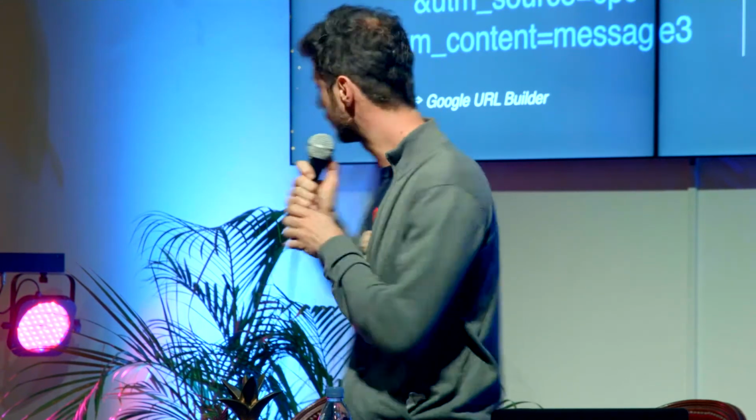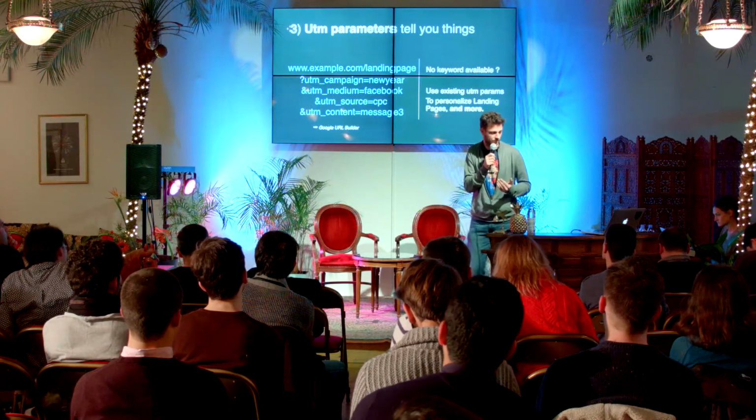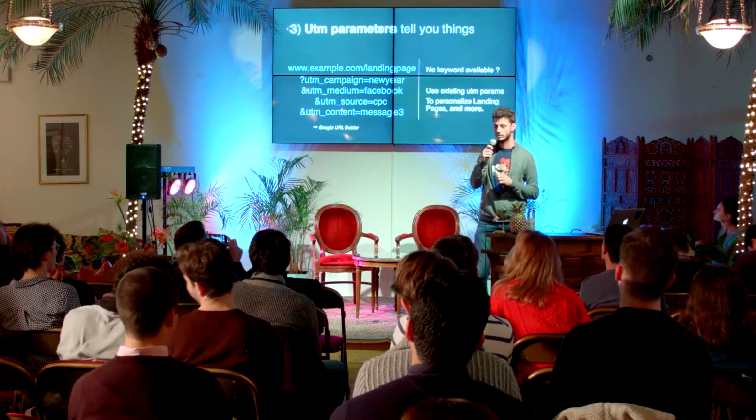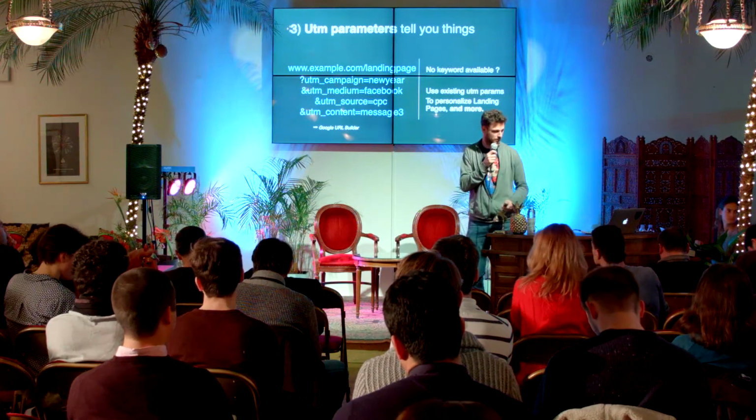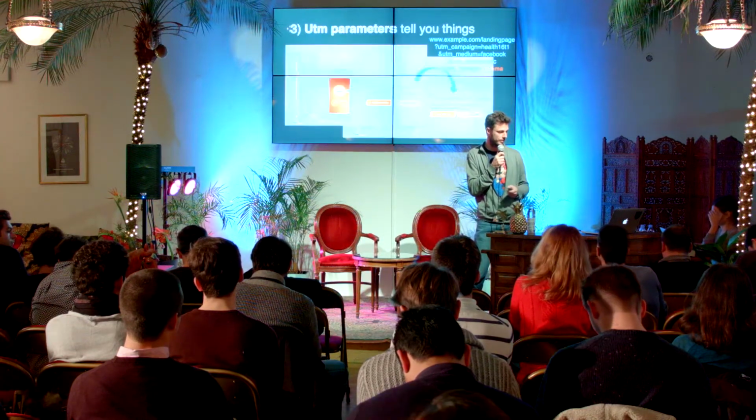Basically UTM parameters, if I take an example, if you are doing email marketing and you want to have analytics data on your links, you just tag your links this way, adding UTM campaign, UTM medium, etc. And you can know what newsletter has the best performance and what newsletter leads you to conversions and stuff like this. So if you don't know about UTM parameters, you can check Google URL Builder out, and it's quite straightforward.